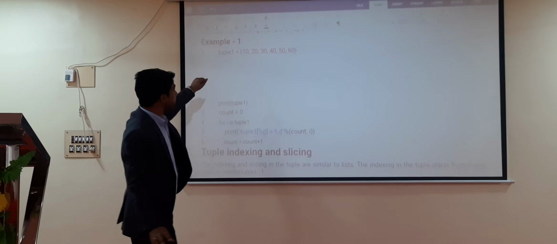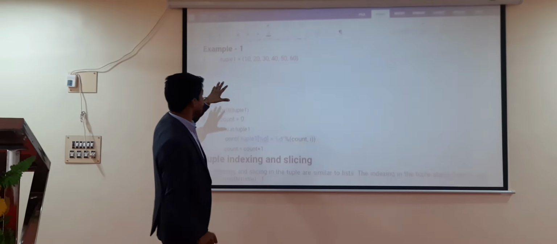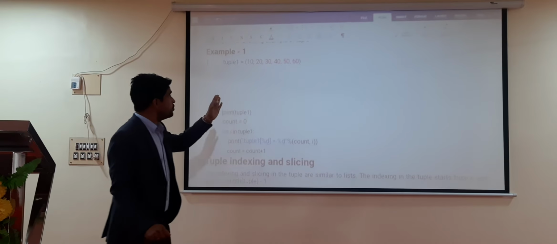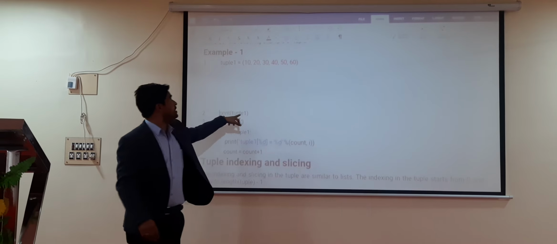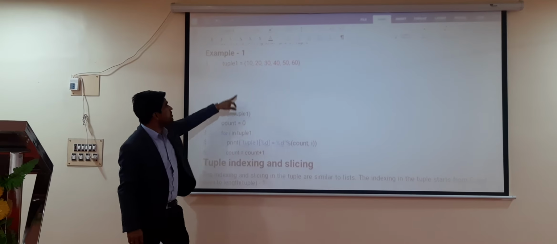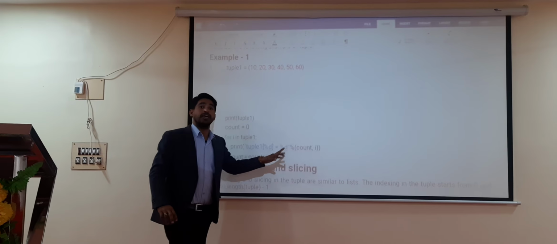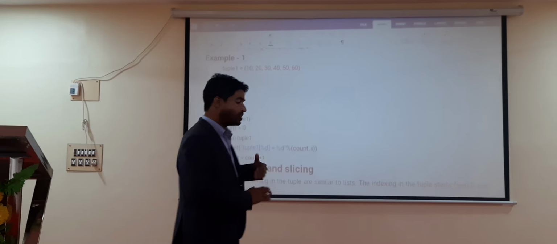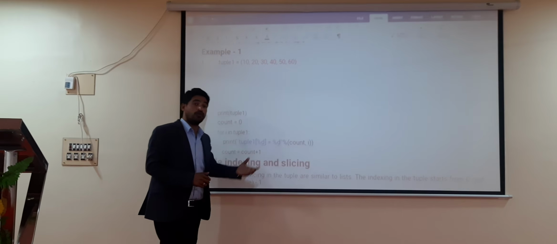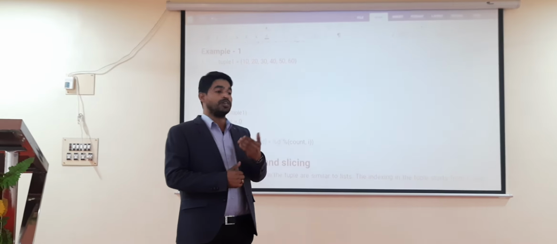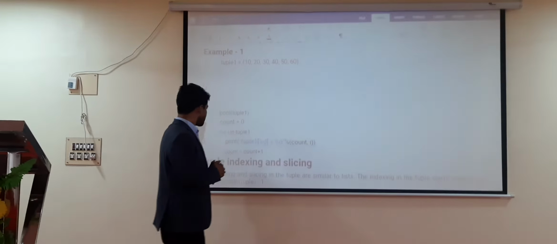Here you can see that tuple1 is declared, equal to 10, 20, 30, 40, 50 and 60. That means we are creating a tuple that contains 3 and 3, equal to 6 values. First of all, print tuple1. When we print tuple1, this will be printed. Now count is equal to 0, for i in tuple1. In the previous chapter on data handling, we have already discussed the for loop, and with the help of the for loop we traverse a string or a list or a tuple. We traverse the elements of the tuple.